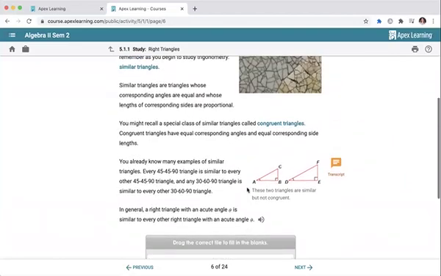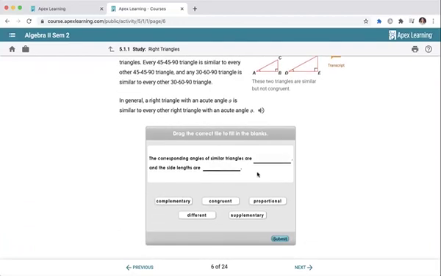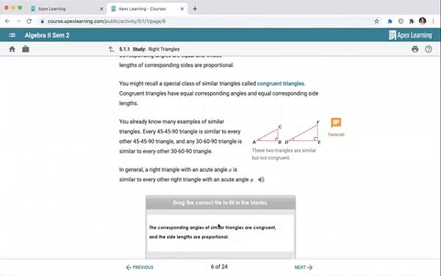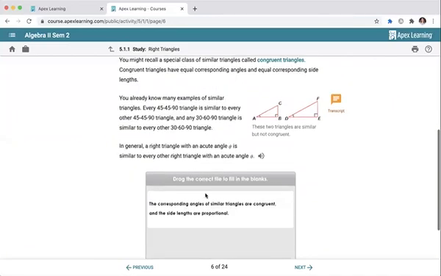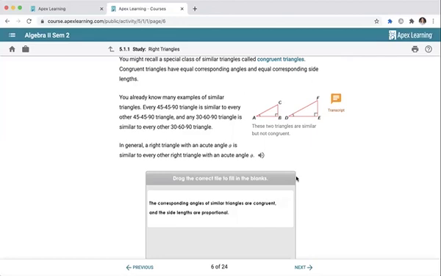So there is a difference between similar triangles and congruent triangles. All right, so the difference being corresponding angles of similar triangles are congruent and the side lengths are proportional. Okay, so in similar triangles here, the angles are the same and the side lengths are proportional. All right, but in congruent triangles, they're absolutely the same. They have the same angles and the same side lengths.